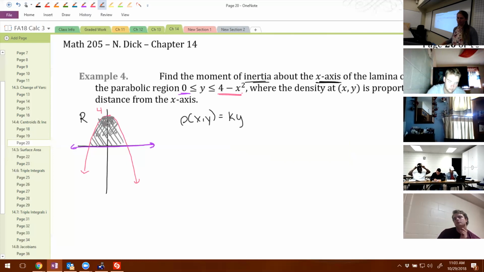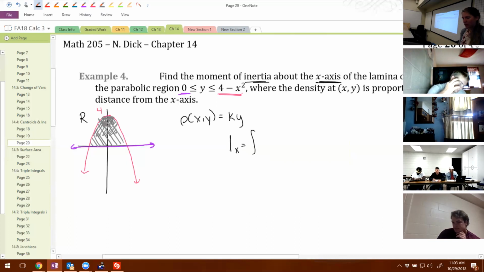All right, now to put it all together. Inertia about the x-axis. We said we'll leave our region in terms of x and y, so we'll cover those in a minute. On the previous page, it says about the x-axis, we are going to have y squared times our density function, so times ky.